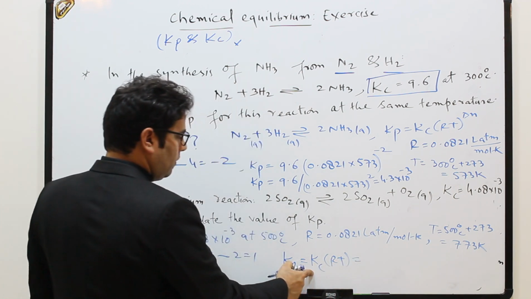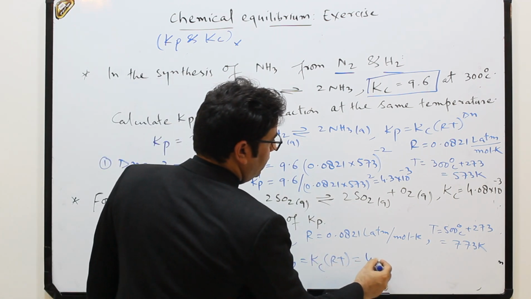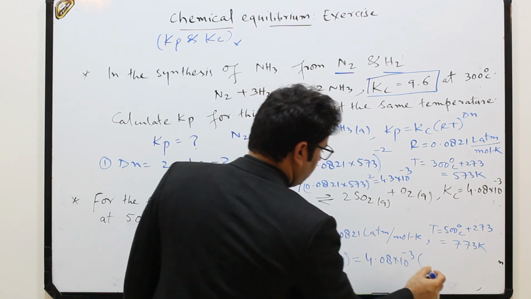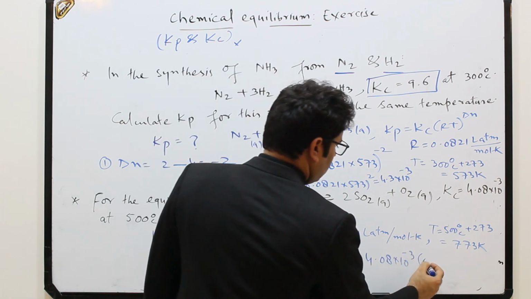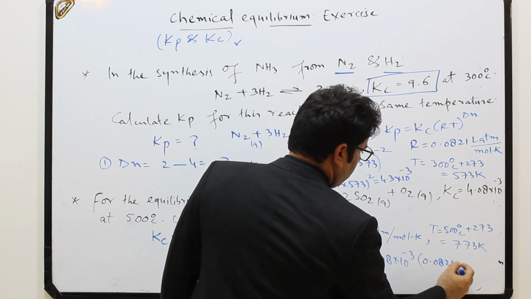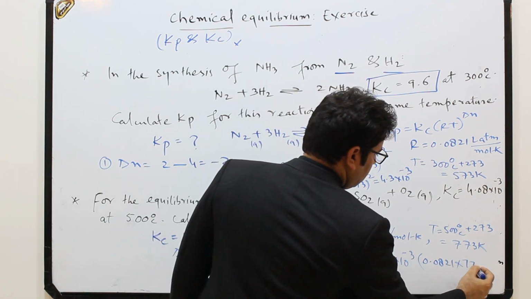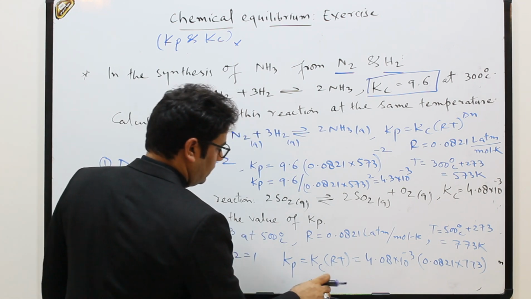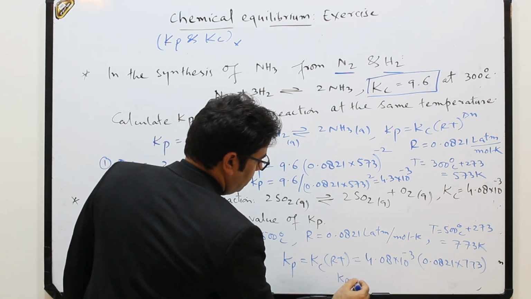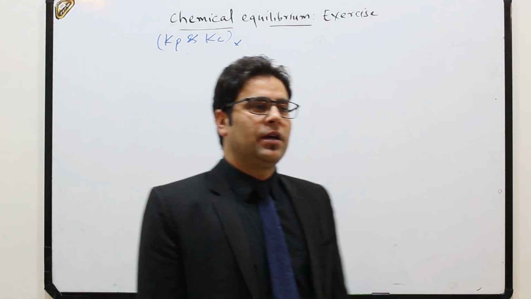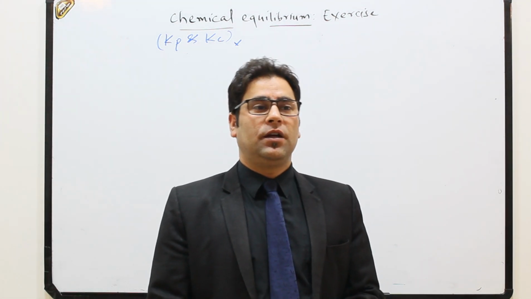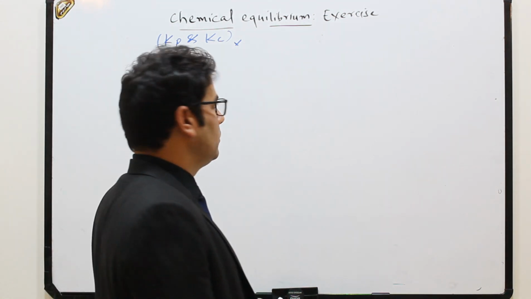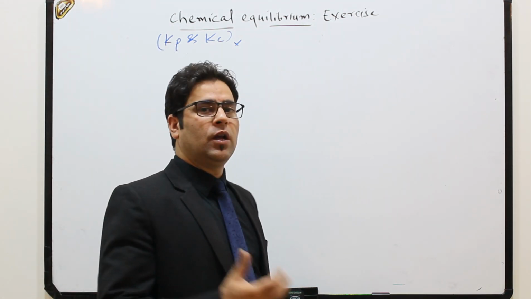So what is the value of Kc? 4.08 times 10 to the power minus 3 into R, 0.0821, into 773 Kelvin. So you will get the answer of Kp. Now before starting another set of exercises related to Kc and Kp, I will give you some shortcuts, some tricks which you have to use in the following exercise.